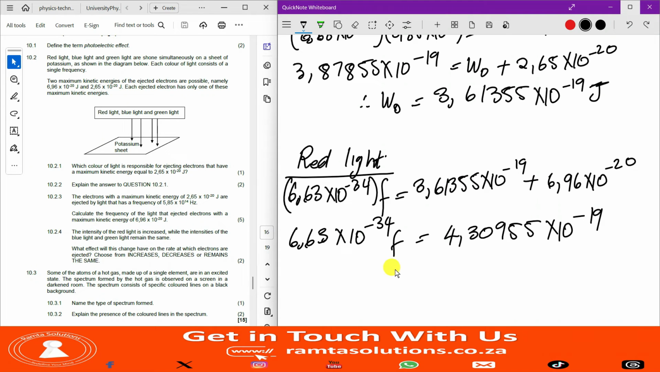So what are we getting? We're getting this frequency to be 6,50 times 10 to the power 14 hertz. This is the frequency of light that ejected electrons with a kinetic energy of 6,96 times 10 to the negative 20. Remember, the work function that I used here is the very same work function I used for green light, because the metal that this light was shown on is the same metal. Okay, perfect.